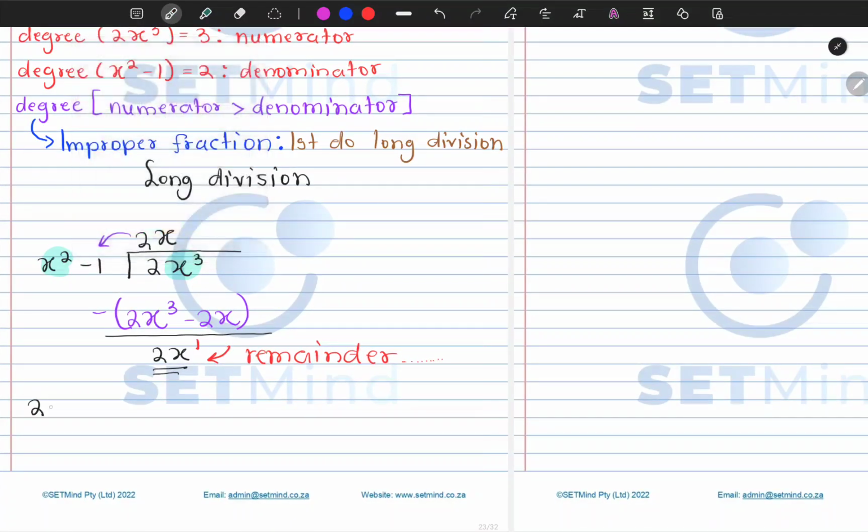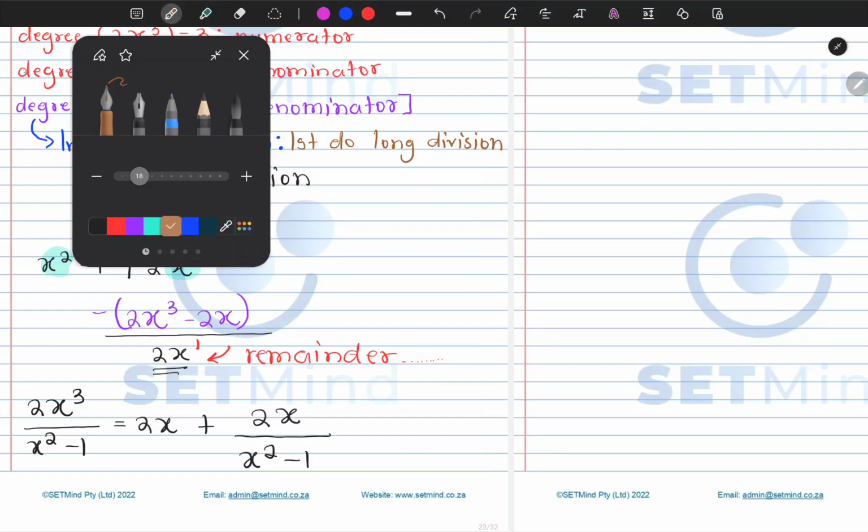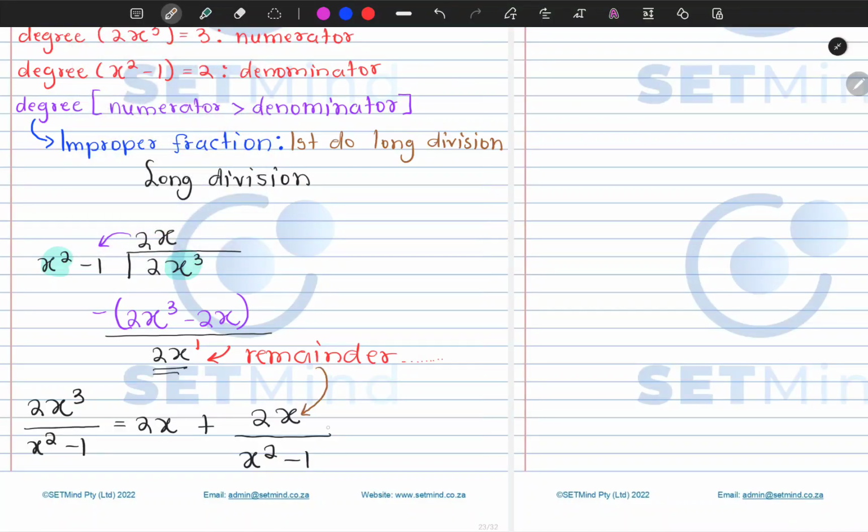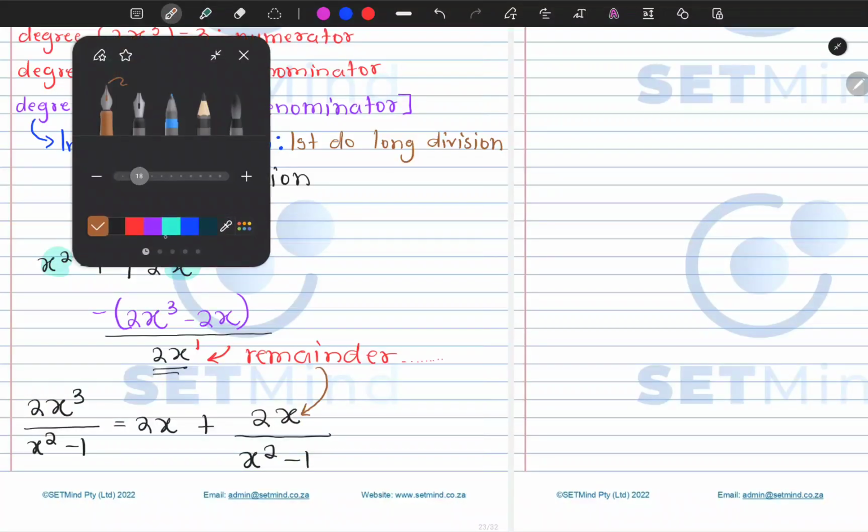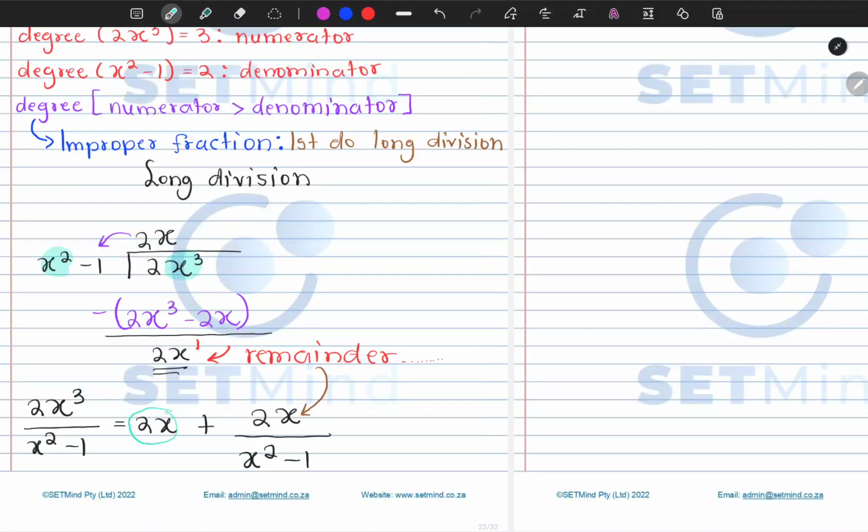It means that 2x cubed divided by x squared minus 1, the answer becomes 2x plus we have a remainder of 2x. So that will be 2x divided by x squared minus 1. That is how you represent the remainder. It should always be on top of the original denominator, and what stays separate like this is what is usually there at the top.